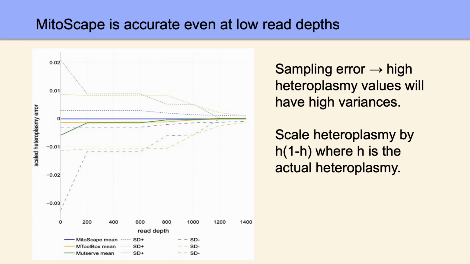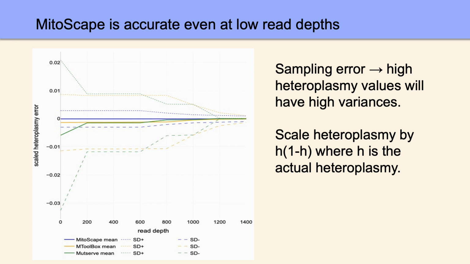On the y-axis, we have the scaled heteroplasmy error. We'd expect that high heteroplasmy values will also have high variances, so we needed to account for the actual heteroplasmy value by scaling by that measure that you see here. On the x-axis, we have the read depth. Ideally, we would want the difference in the heteroplasmy values, or the error, to be 0. And you can see quite well here that the average heteroplasmy error for MitoScape was 0 and remains 0 regardless of the read depth.